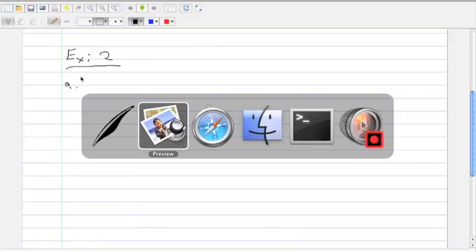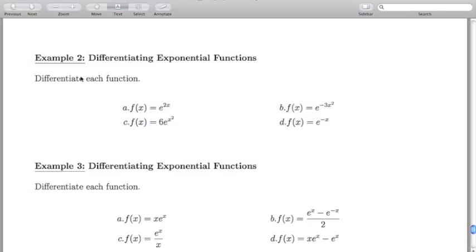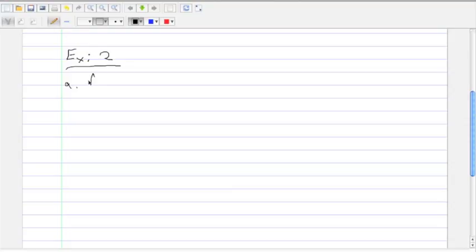So for part A, we have f of x equals e to the 2x. So then our f prime, here we use the chain rule. The derivative of e to the something is just going to be itself times the derivative of this exponent. So the derivative of 2x is just 2. So then that's just 2 times e to the 2x.